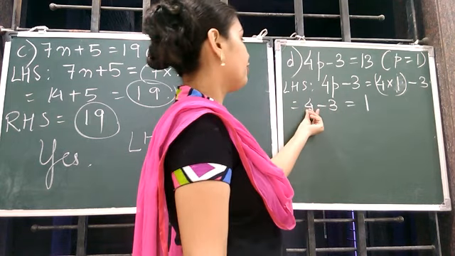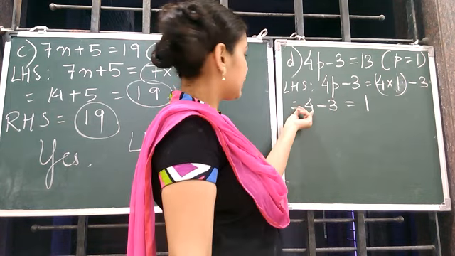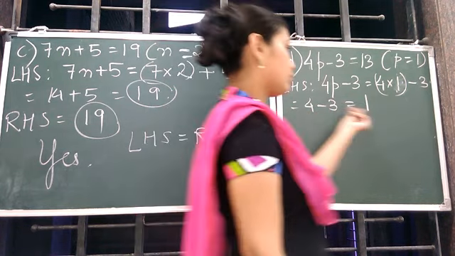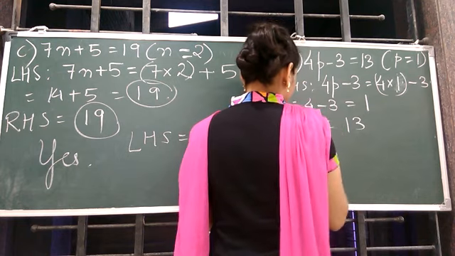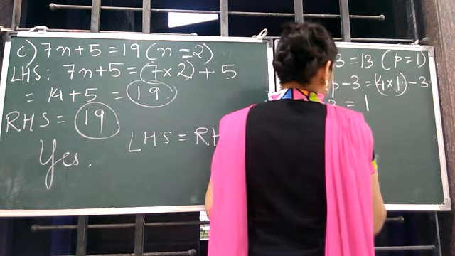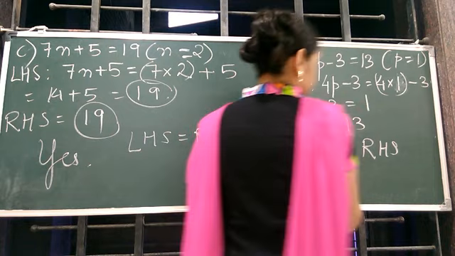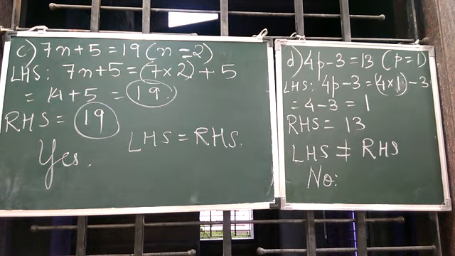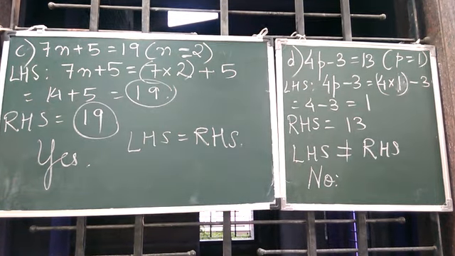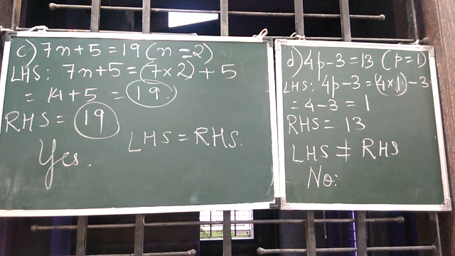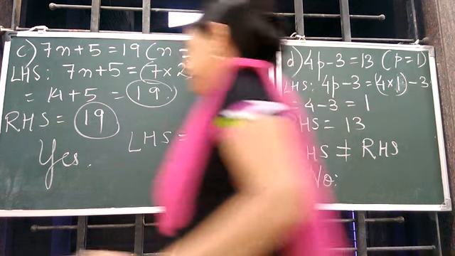Who is greater, 4 or 3? 4 is greater, 4 is positive. So answer is positive. Let's check what RHS is. RHS is 13. We see here that LHS is not equal to RHS. So the answer is no. This completes D. Now we have to start E.